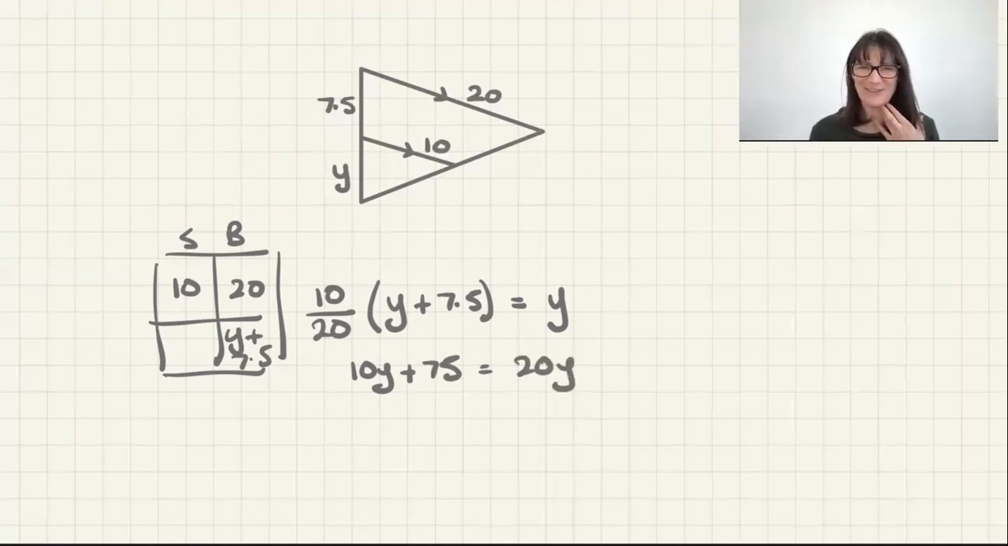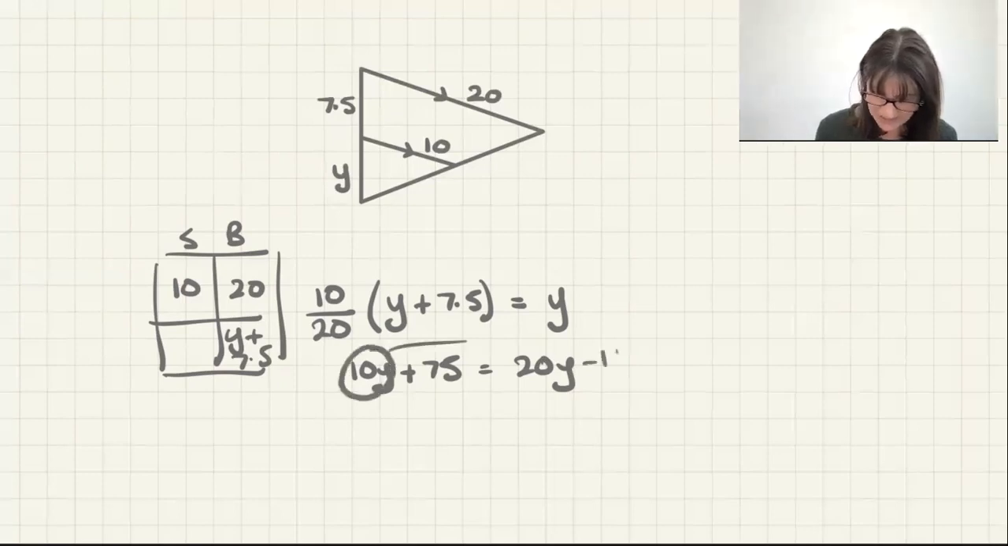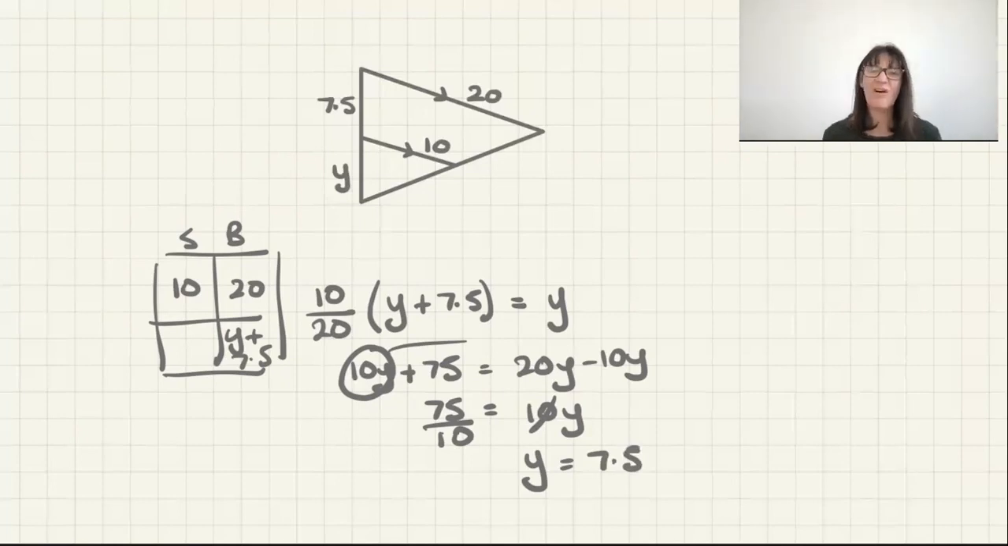Hopefully that didn't confuse you. Hopefully I haven't made a mistake. Whenever you jump ahead, you take that risk, don't you, that something could go wrong, but that looks okay. We're going to take off that 10y, which is going to give me 75 equals 10y, divide through by the 10, and y is equal to 7.5. And it kind of makes sense that it should as well, doesn't it? Because of the scale factor being 2.